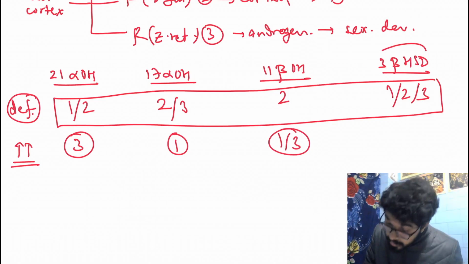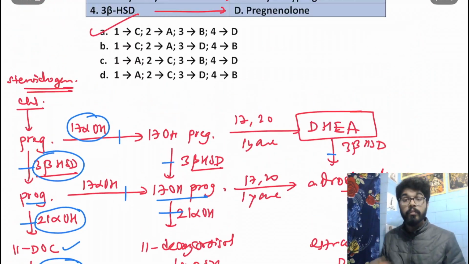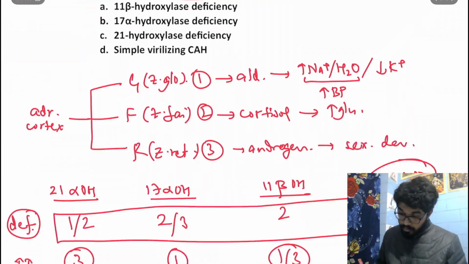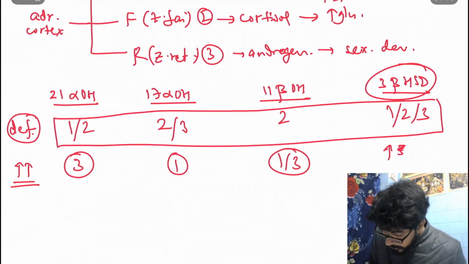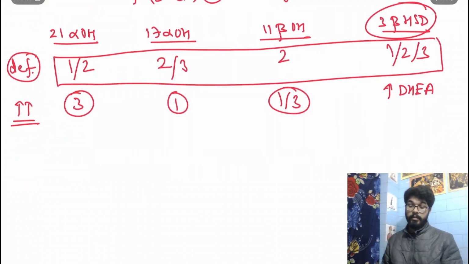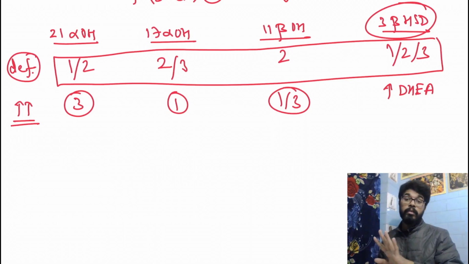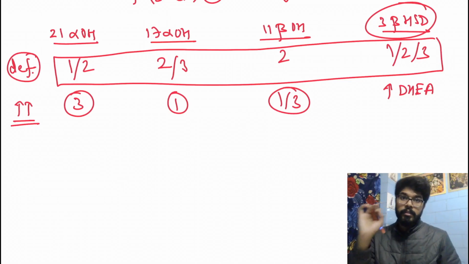So what happens? Due to this 3 beta hydroxysteroid dehydrogenase deficiency, we have seen that there would be accumulation of DHEA, right? So there would be excess of DHEA. Now, this is the second part of the mnemonic that we need to remember: 1, 2, 2, 3, only 2, and 1, 2, 3. Now moving on to the third part, which is extremely conceptual.